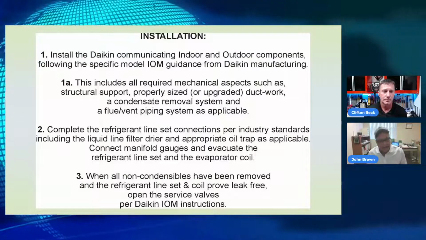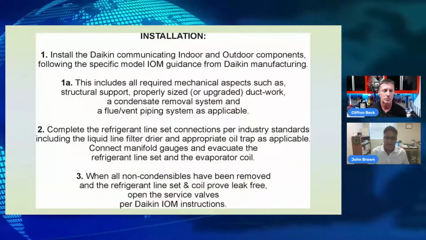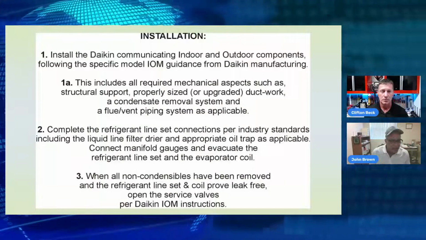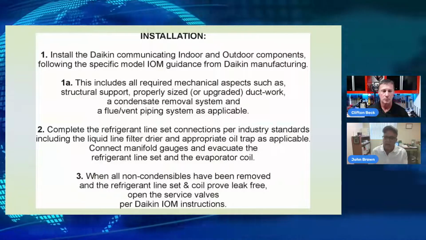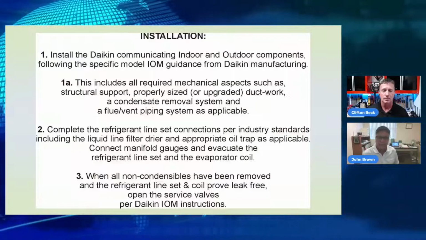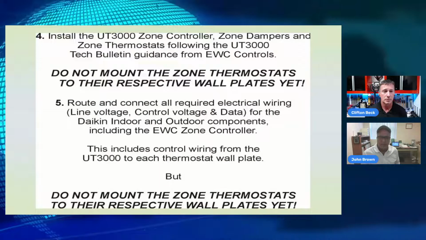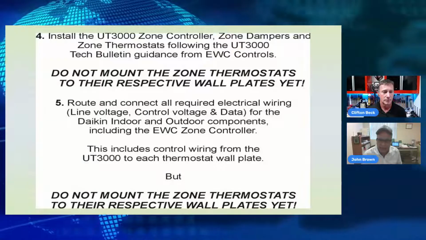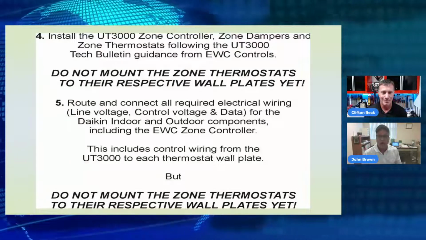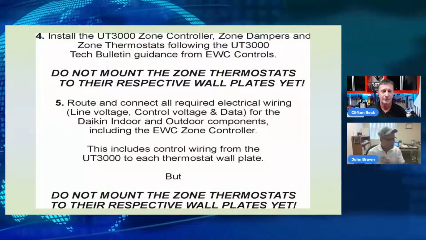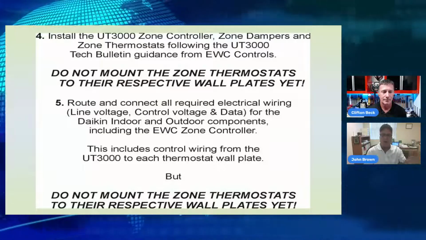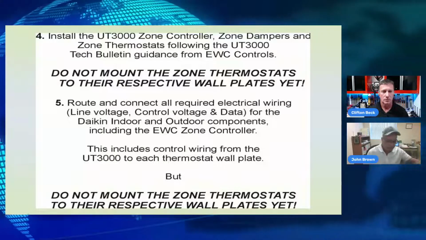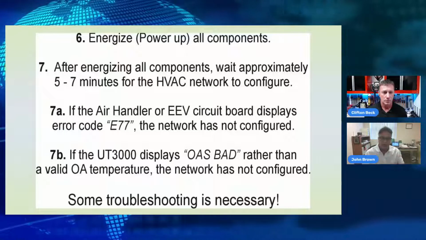Connect your manifold gauges, evacuate the line set and the evaporator coil. When all the non-condensables have been removed, and the line set and the coil are leak-free, open the service valve per Daikin instructions. You're going to install the UT3000 zone controller. Go ahead and mount the dampers. Do all the wiring for that, following the tech bulletin guidance from EWC Controls. Don't mount the thermostats. You've run the wire. The plates are on the wall, but leave the thermostat right there on the table. Don't mount the thermostats just yet. Go ahead, route and connect all your electrical wiring. Just don't connect the stats.